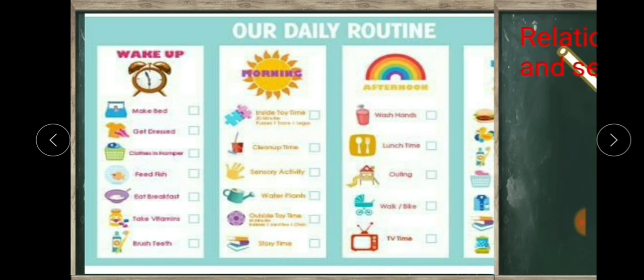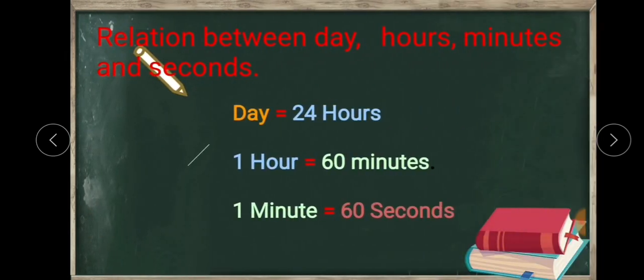Okay, children? Then our last topic is the relation between day, hours, minutes and seconds. It's very simple. We know that one day is equal to 24 hours. In a day, there are 24 hours. In 1 hour, there are 60 minutes, and in 1 minute, 60 seconds.